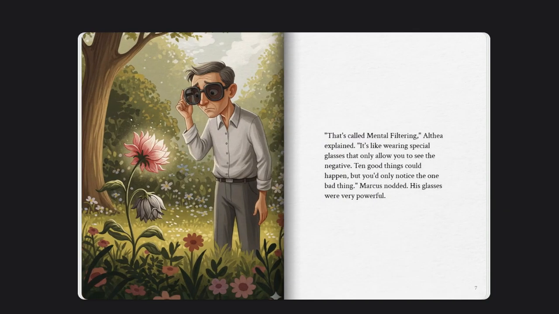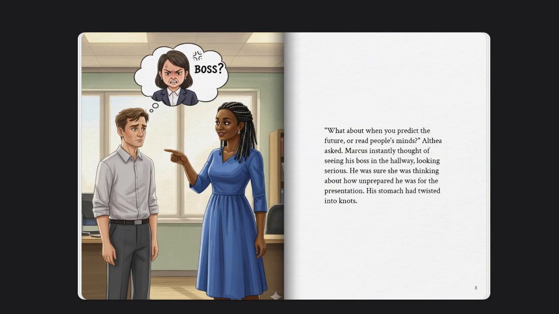"That's called mental filtering," Althea explained. "It's like wearing special glasses that only allow you to see the negative. 10 good things could happen, but you'd only notice the one bad thing." Marcus nodded. His glasses were very powerful. "What about when you predict the future or read people's minds?" Althea asked. Marcus instantly thought of seeing his boss in the hallway, looking serious. He was sure she was thinking about how unprepared he was for the presentation. His stomach had twisted into knots.